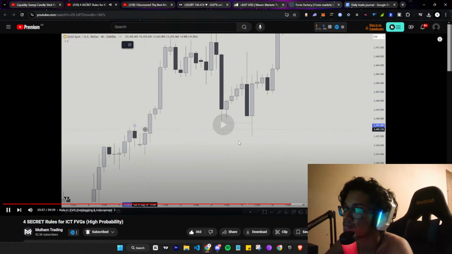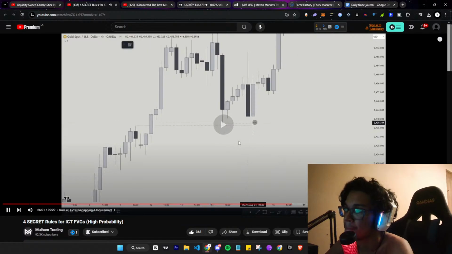Maybe in the low time frame it can be a breaker block or a mitigation block. And then we have a fair value gap here. That's an overlapping. So you see this zone.